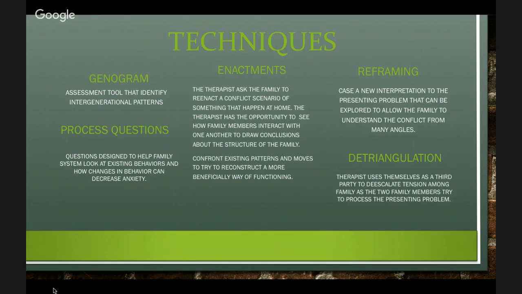Another one is reframing. This is a case where a new interpretation of the presenting problem can be explored, which will allow the family to view this conflict from many different angles instead of just the presenting angle that they see. And our last one is detriangulation. This is when the therapist uses themselves as the third party to de-escalate tension among two people in the family and get those two family members to process that presenting problem.